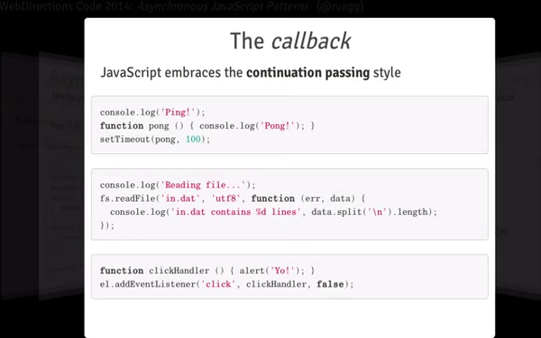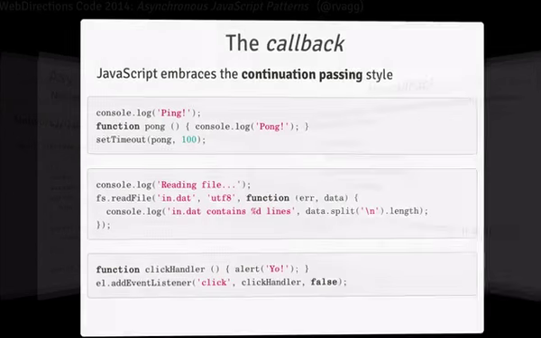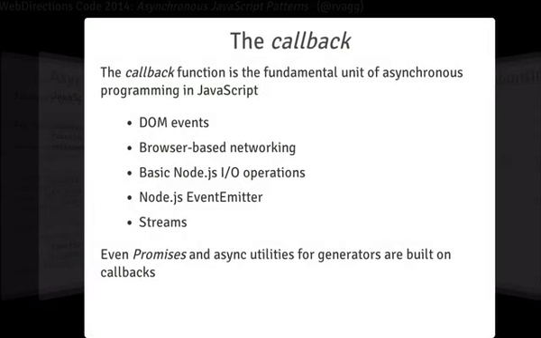Same with event listeners in the browser. A click handler, that's a continuation as well. When you have an event from the user that's a click, we want you to continue with this bit of code. The callback is fundamental in JavaScript. It's the fundamental unit of asynchronous programming. DOM events, browser-based networking, Ajax, WebSockets, server-side events, etc. Node.js I/O operations, Node.js event emitters, streams, even promises, and the async utilities for the ES6 generators. They're all based on callbacks. Callbacks are the fundamental unit that we need to understand.